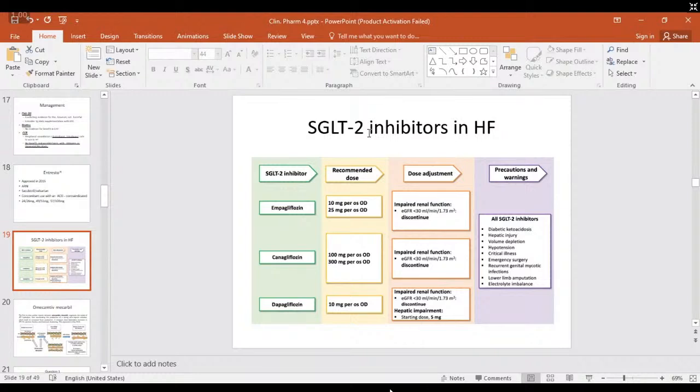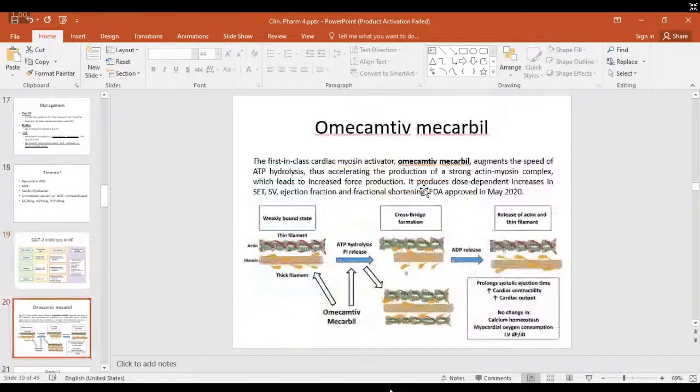But the urinary tract infections in such patients, for obvious reasons, because when there is glucose in the urine, it's also a very good environment for bacteria to develop. This is one of the concerns regarding this class of drugs.